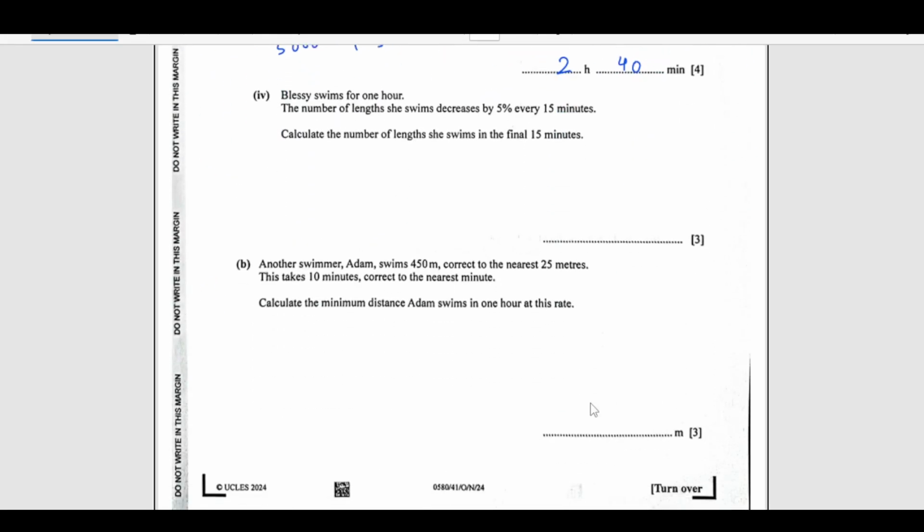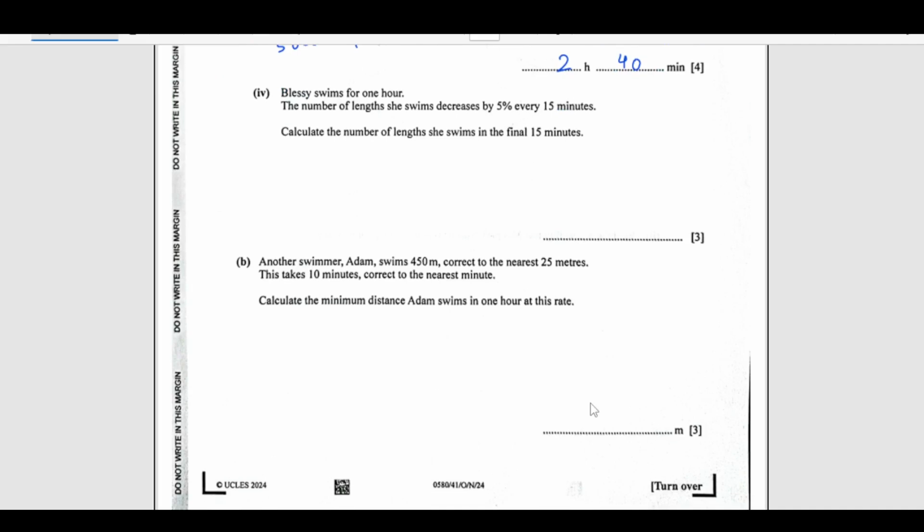Now Blessy swims for 1 hour. The number of lengths she swims decreases by 5% every 15 minutes. Calculate the number of lengths she swims in the final 15 minutes, right? So decrease means it will be 95%, so 100 minus 5 is 95%. We are just using directly the formula of depreciation. This is 20 times 0.95 to the power 3, so just calculate. This is 17.1475.